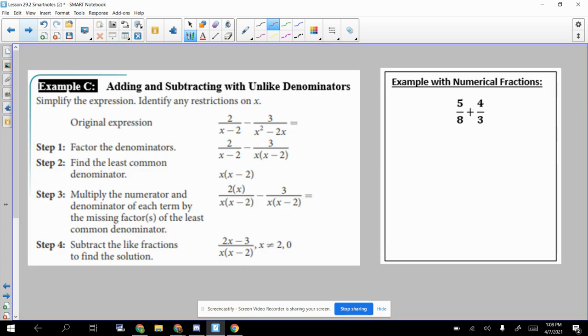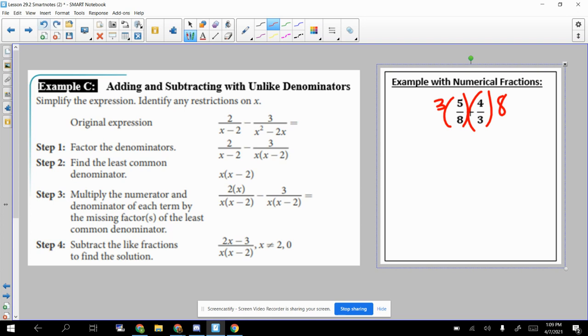So here's an example of adding and subtracting with unlike denominators. Just like when we did it with numbers the other day in class, we would take 3 and multiply that by this side and take 8 and multiply it by this side, right? Whatever you do to the bottom, you do to the top. So we're going to use that idea here when we have rational expressions.